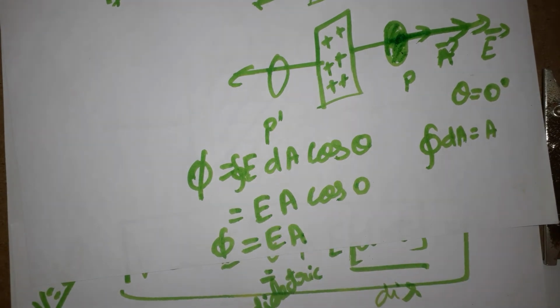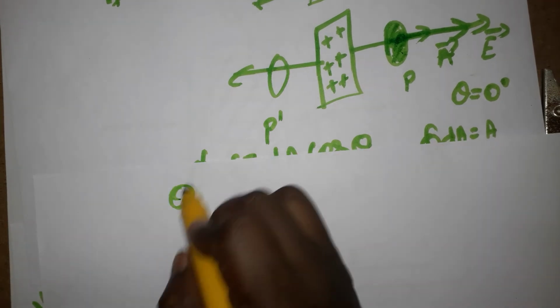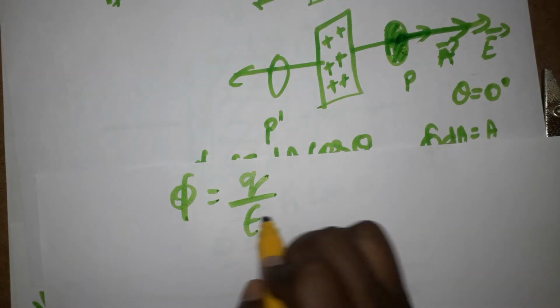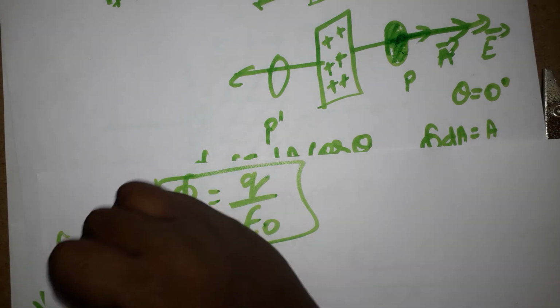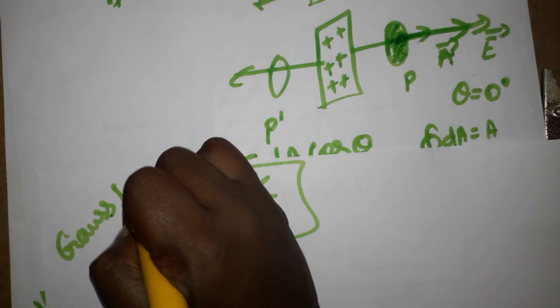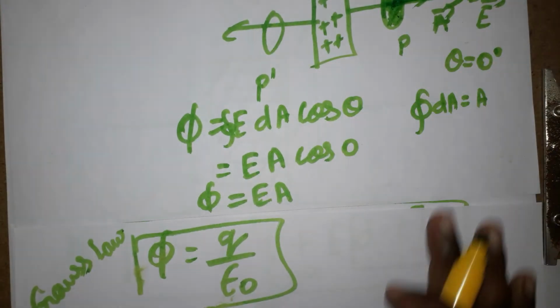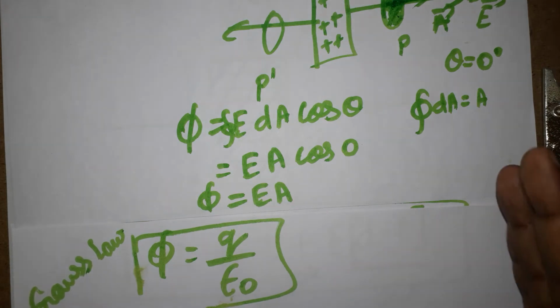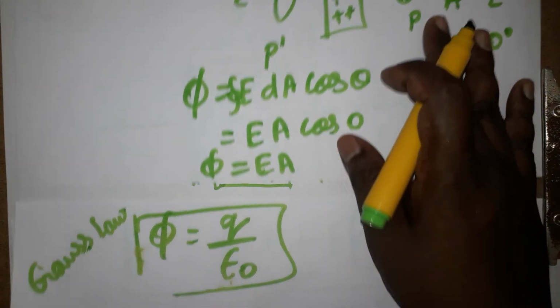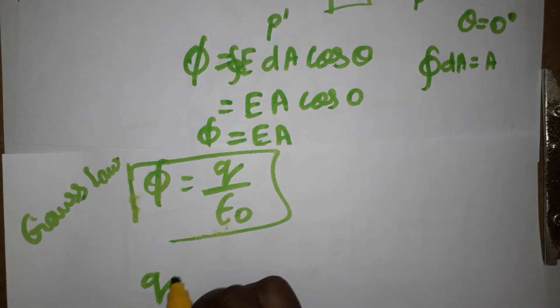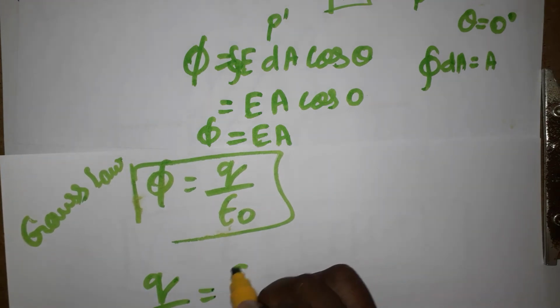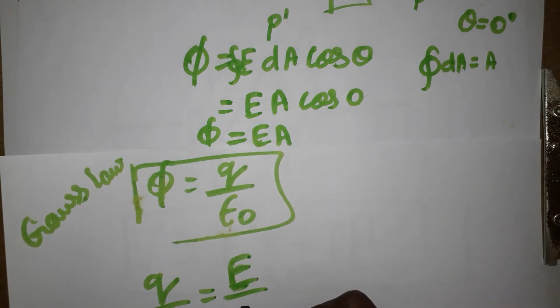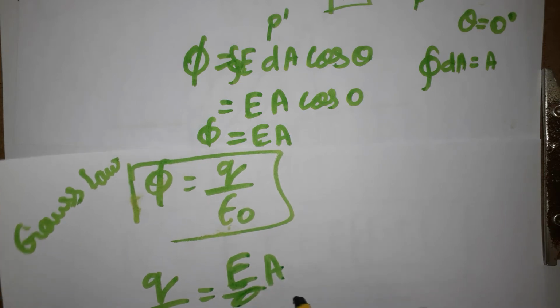According to Gauss law, flux is equal to Q divided by epsilon naught. We are finding the capacitance of the capacitor when we place a dielectric medium inside the capacitor. So flux is equal to Q divided by epsilon naught, which is equal to E times A.